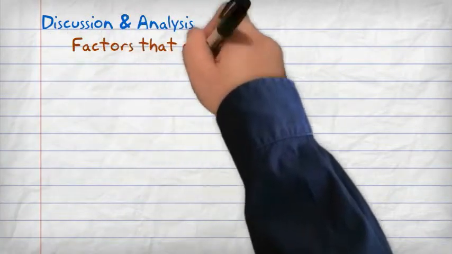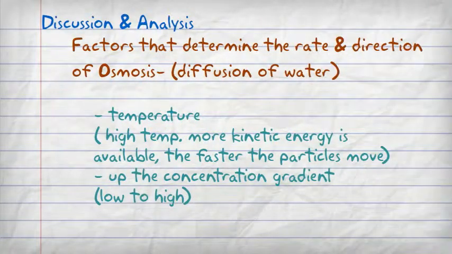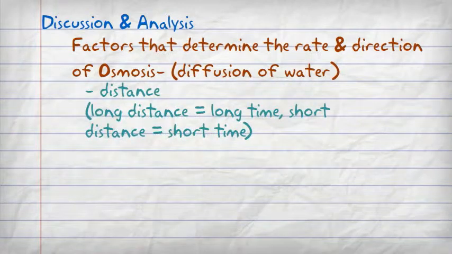Factors that determine the rate and direction of osmosis, the diffusion of water: Temperature. High temperature equals more kinetic energy, and then the faster the particles will move. It moves up the concentration gradient, from low to high. Distance: long distance equals longer time, shorter distance equals shorter time.